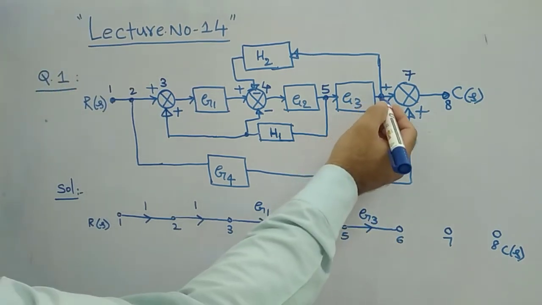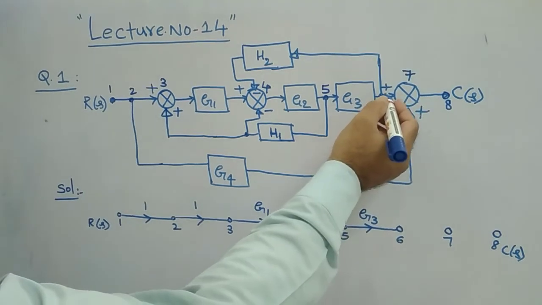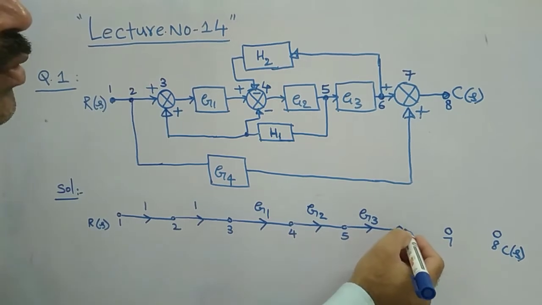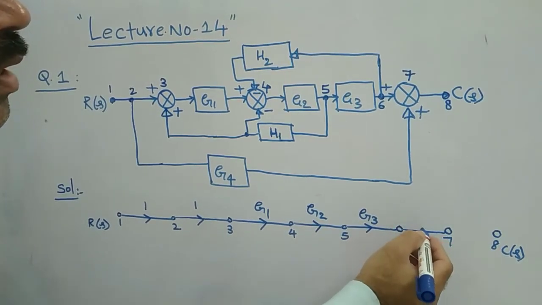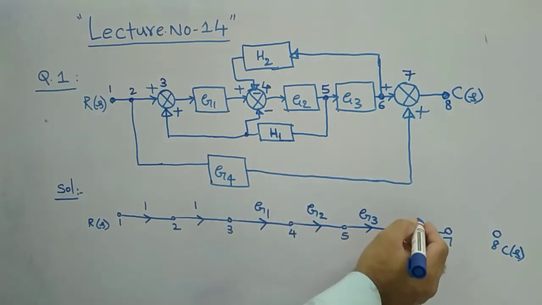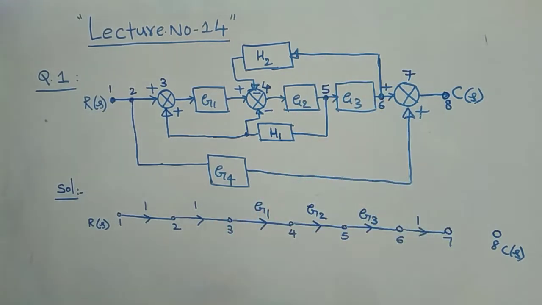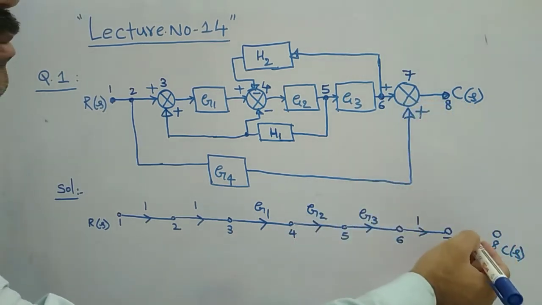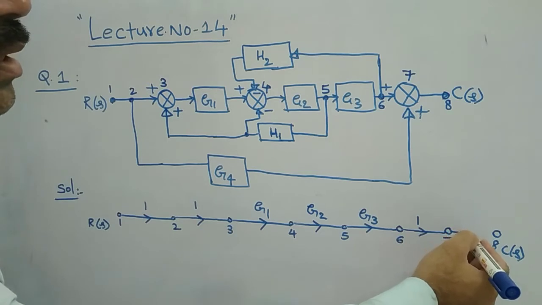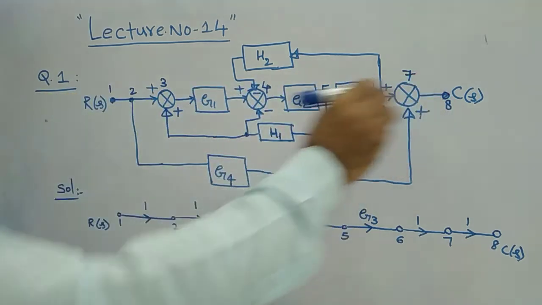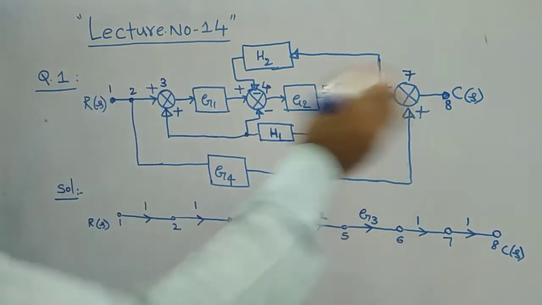And then between 6 and 7, between this takeoff point and this summing point, simply a line is there. Therefore, you just draw a line and represent what the gain is. There is nothing given on this line. It is nothing but 1. And again from 7 to 8, finally it is a line with a forward direction, and the gain is 1. That is the representation for this straight path from R of S to C of S.